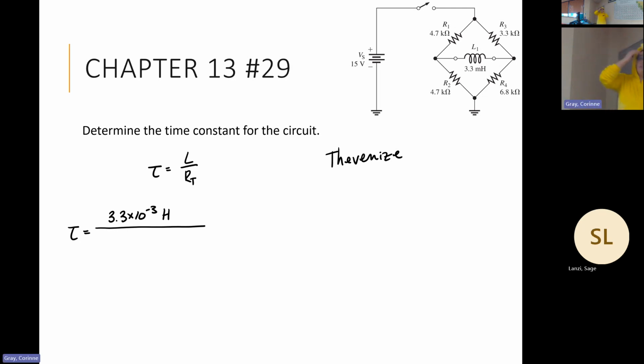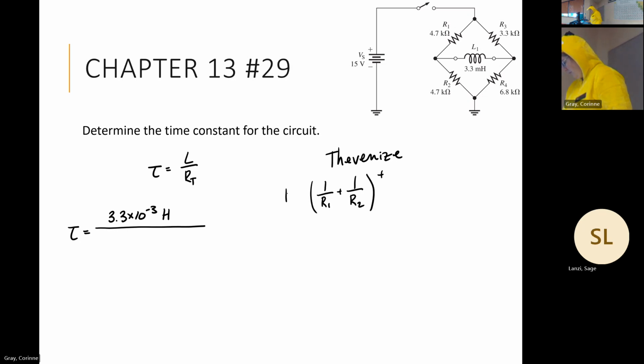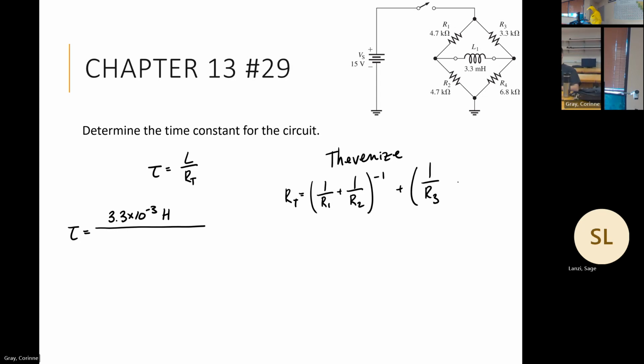All right, so if we're going to Thevenize this circuit, how are we going to go through and do that, Maddox? What'd you do? So certain this should be -1, not +1. So this is going to be how we go through and find RT.